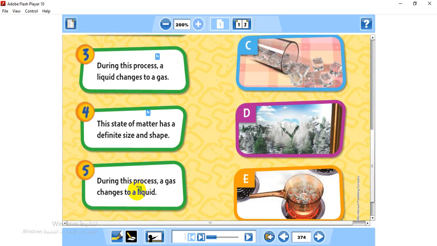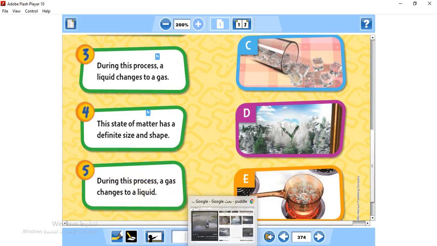And the last one, during this process, a gas changed to liquid. We mean what exactly here? We have here only one image. I think this one. Why, guys? This definition is talking about the condensation. If you remember the condensation that happened on the can of cola.